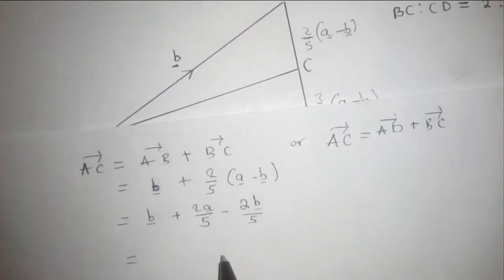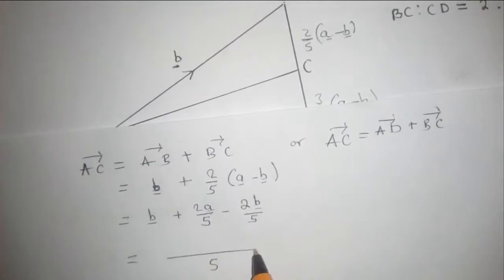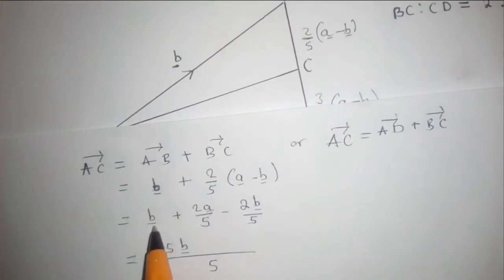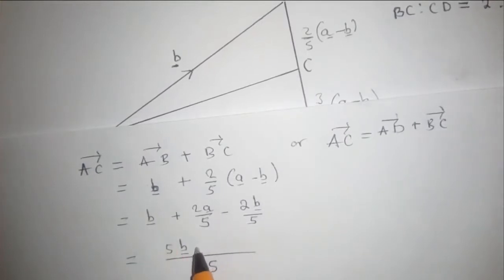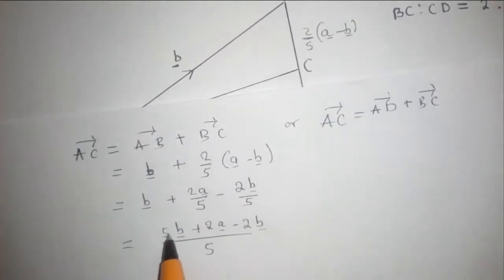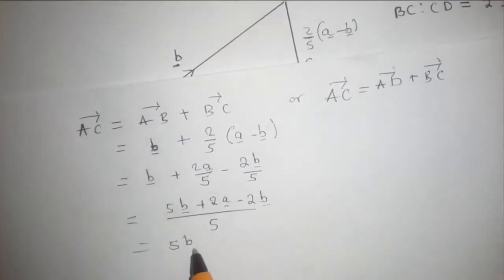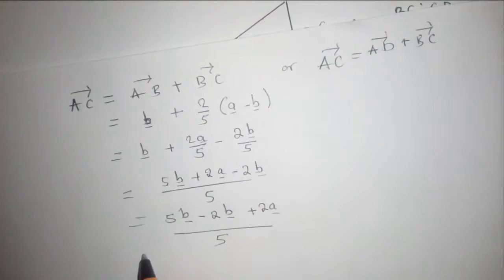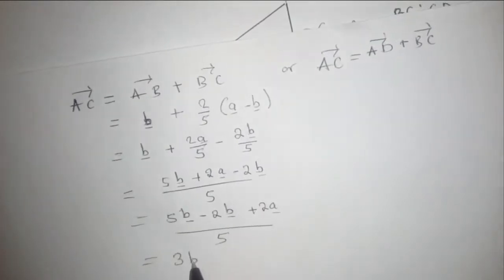So here there are like terms. You can find the common denominator, which is 5, and when we solve, we have 1 into 5, 5 multiplied by vector b, it's 5 vector b. Here we have 2 vector a minus 2 vector b. So you see, these are like terms, so you can say 5b minus 2b plus 2a, okay, over 5. And when we solve, we have 3b plus 2a.